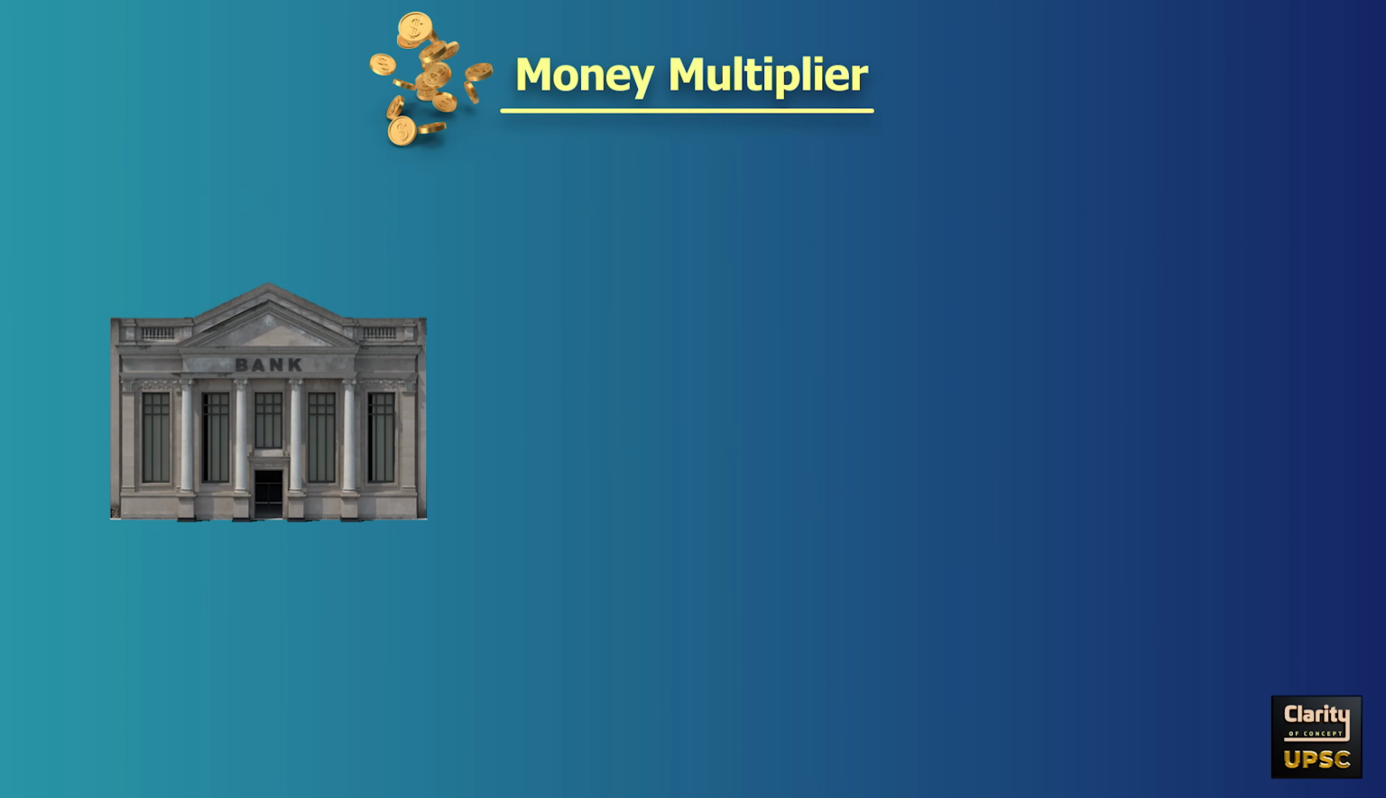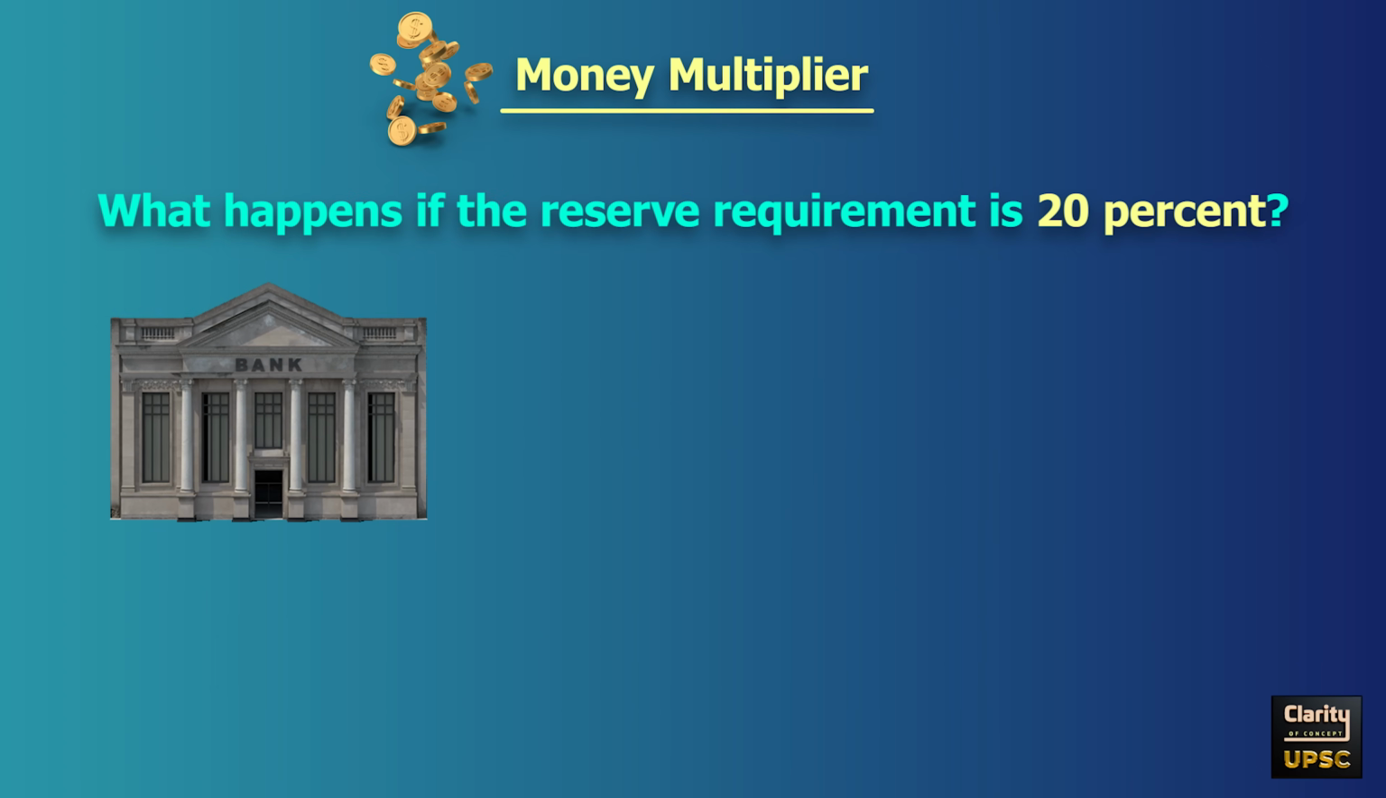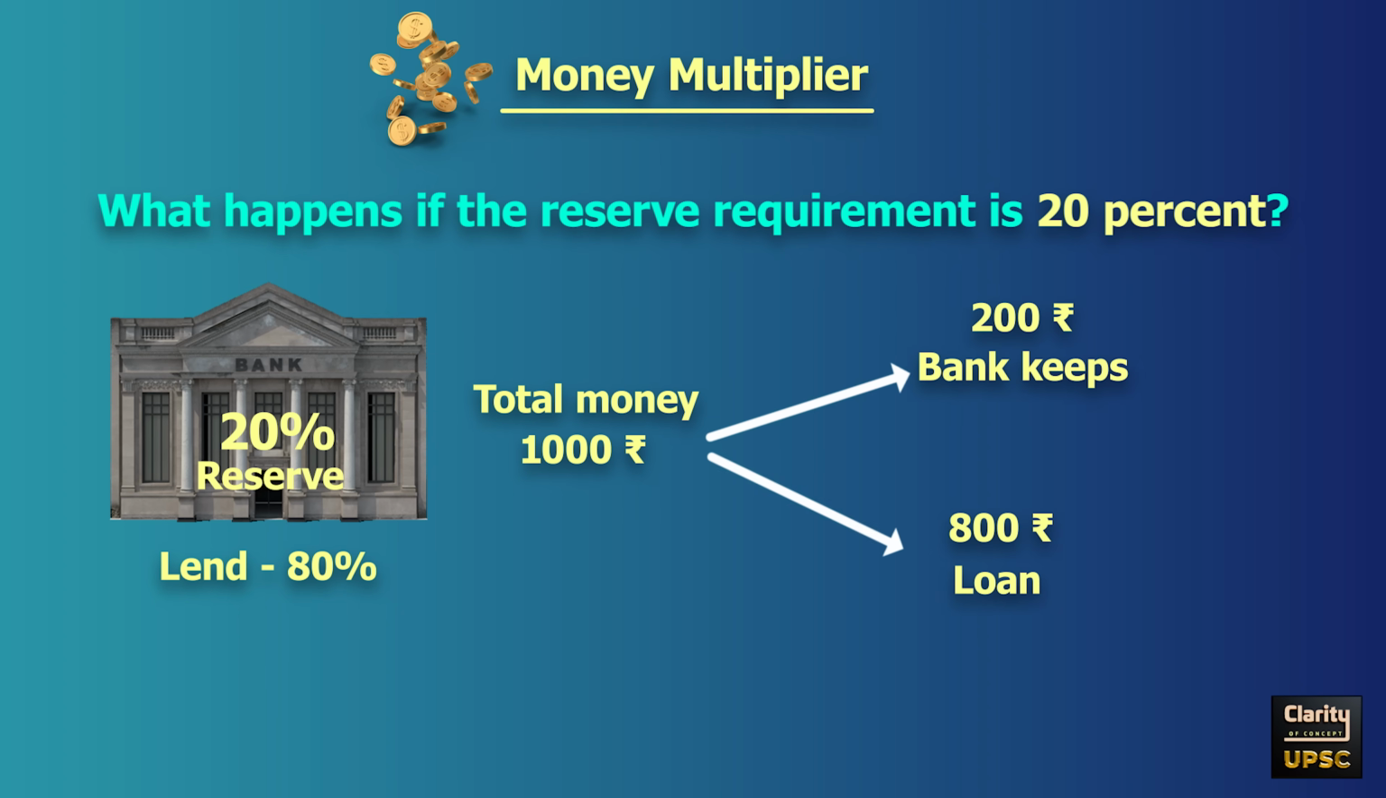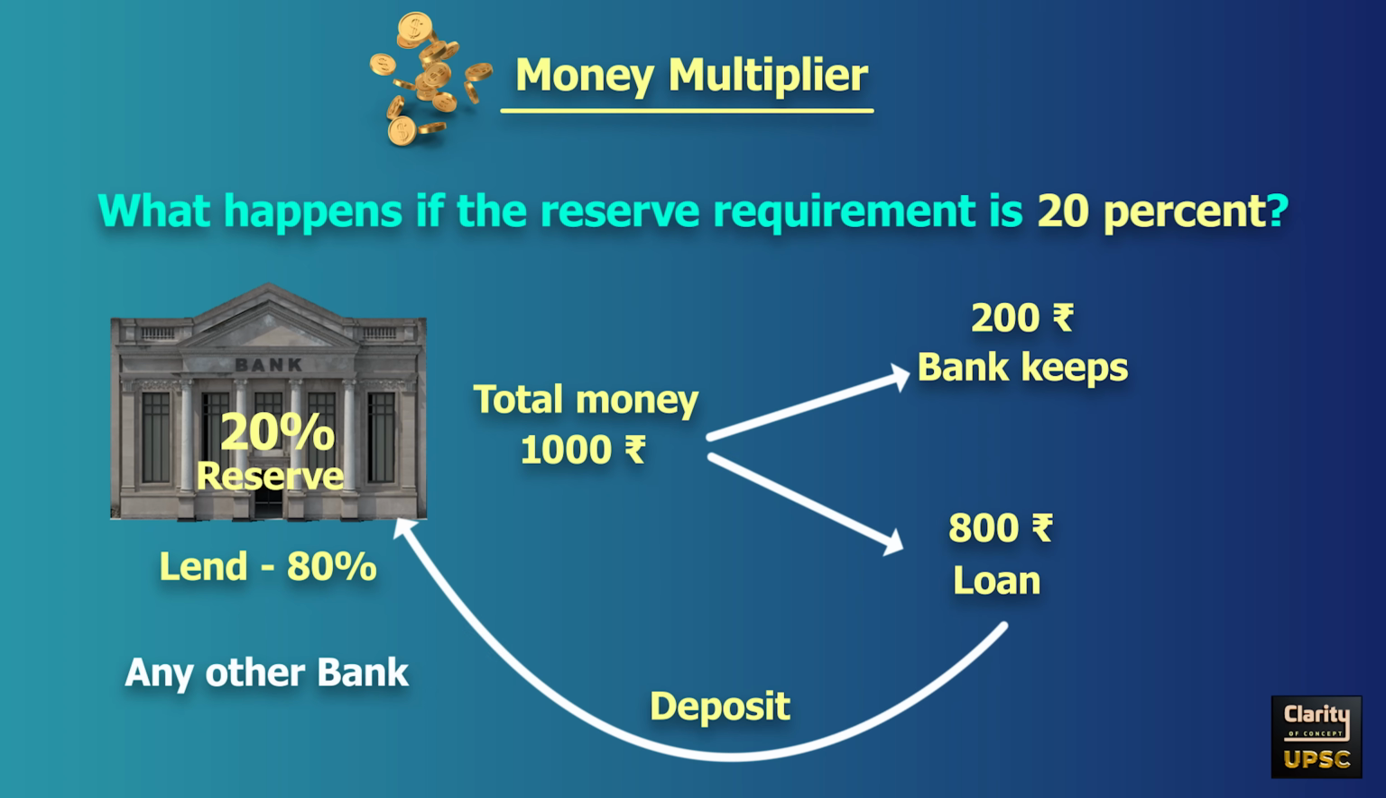Now let us see what happens if the reserve requirement is 20%. This means the banks must keep 20% of the money as reserve. So the bank can lend only 80% of the money. If we start with 1000 rupees, bank keeps 200 rupees aside. It gives 800 rupees as loan. That 800 rupees comes back as deposit either in this bank or any other bank.